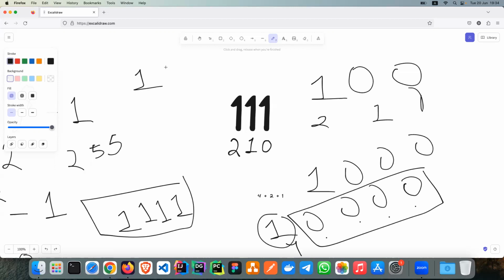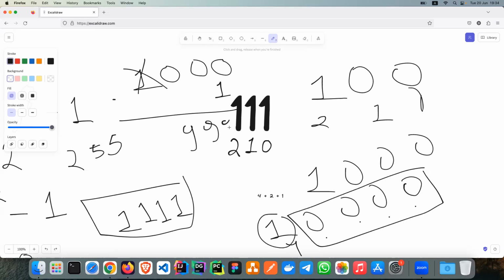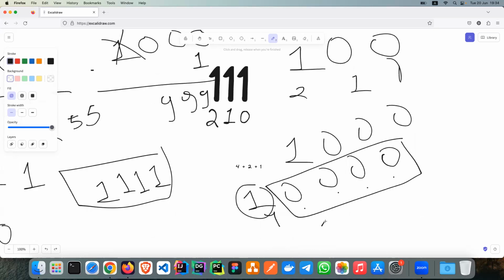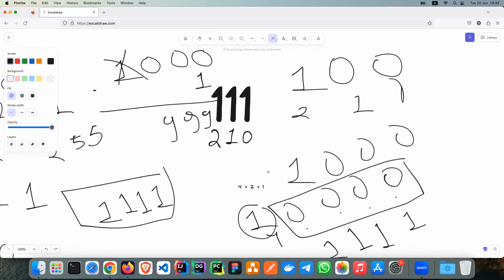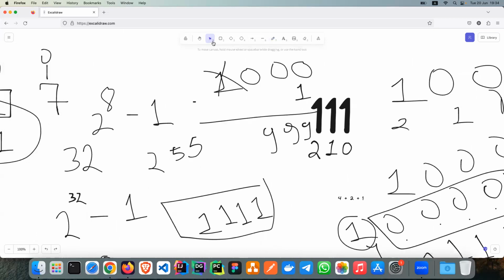Like if I have 100, or 1,000, and I subtract 1 from it, we get 3 nines, right? It's the same in binary. So if I have 10,000, which is not ten thousand but 16, and I subtract 1 from it, what will I get? Only 4 ones. Okay, let me remove these parts.